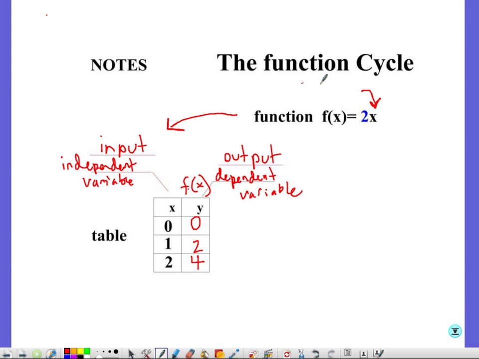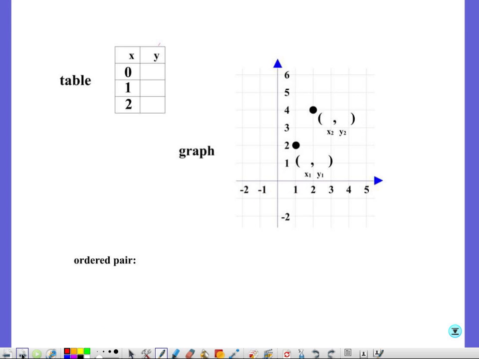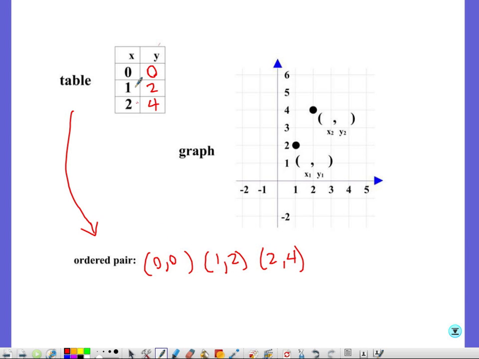Okay, so we went from function into a table. Now we can go from our table into an ordered pair. So basically an ordered pair is just writing the x and the corresponding y values. So here we have an ordered pair of 0, 0. We also have the ordered pair 1, 2, and the ordered pair 2, 4. So we can basically take this information from the table and put it into an ordered pair, and this also represents a function.